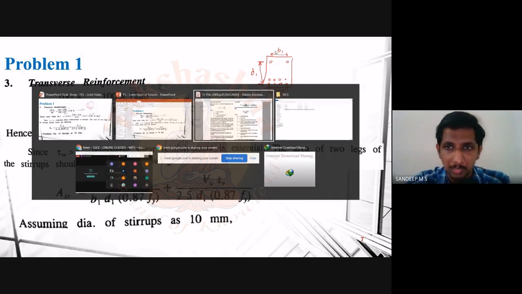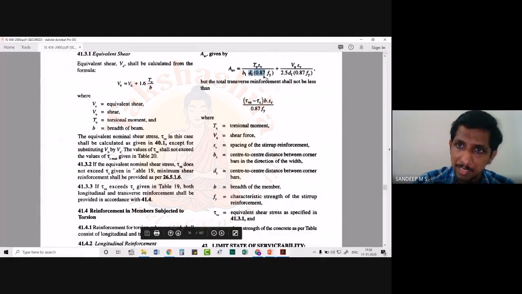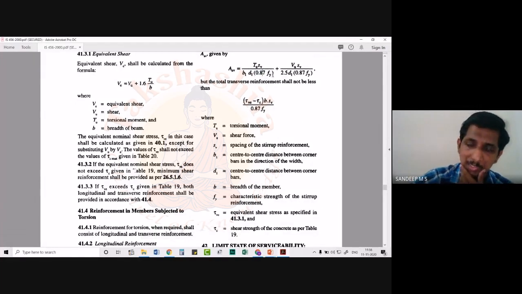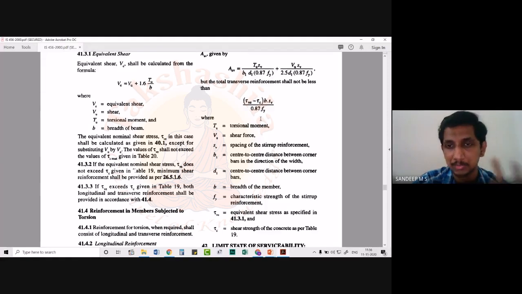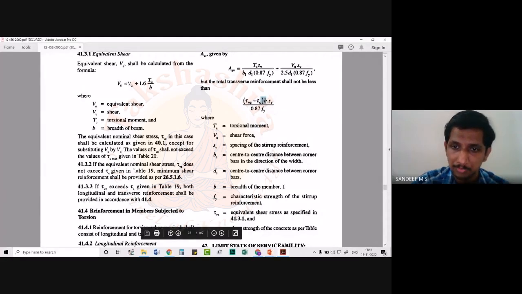So coming back to the code, that is regarding B1 and D1. Then we have 0.87 Fy. Fy is your strength of steel. Coming to the second equation, we have tau VE. This we have already seen, the shear stress which accounts for the effect of torsion. Then we have tau C. Tau C is the shear strength, the shear capacity of our concrete. Then we have the width of the section. So here we have B. B is the breadth of the member.